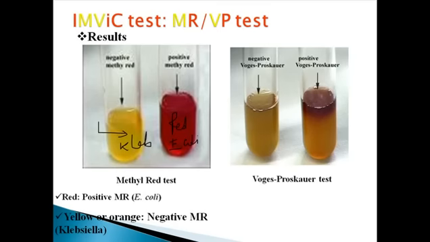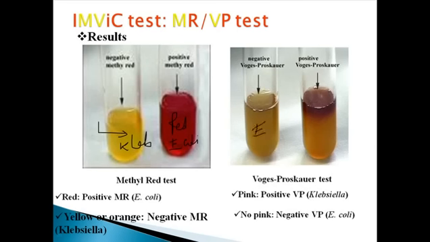So after having this pink coloration, if we have pink, it is positive and the presence of Klebsiella is confirmed. If you have no pink coloration, then you have negative and the presence of Escherichia coli. So in this case, there will be Escherichia coli and there will be Klebsiella. So that's how we can determine it.